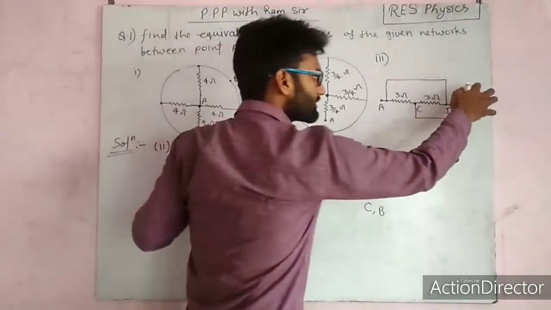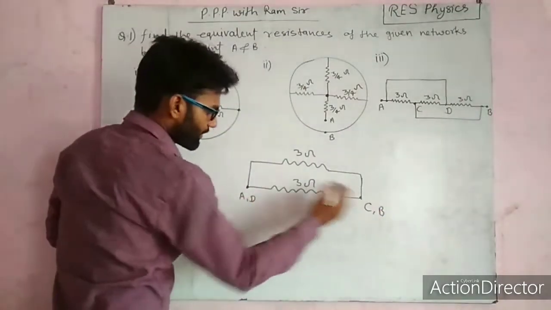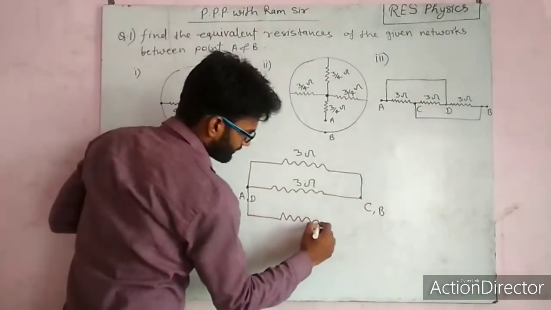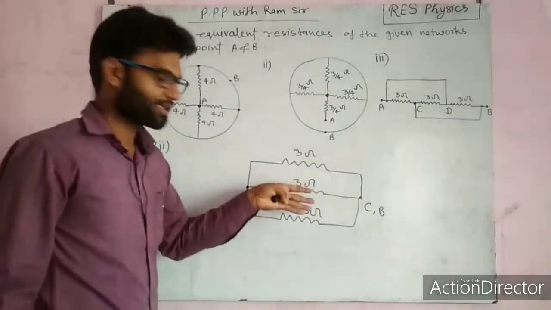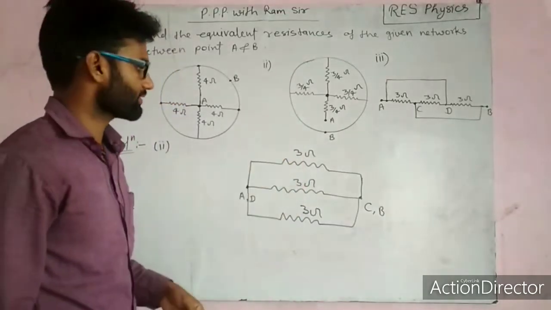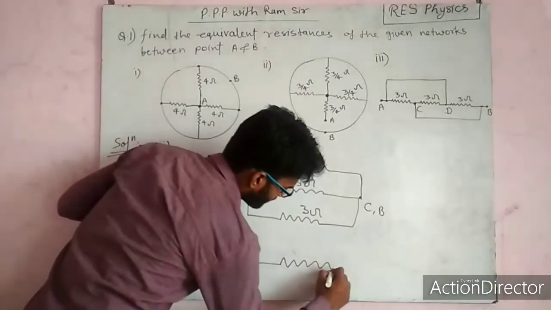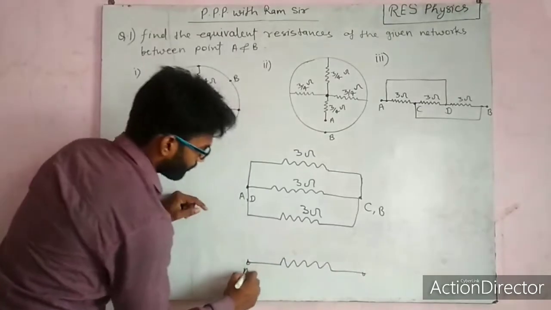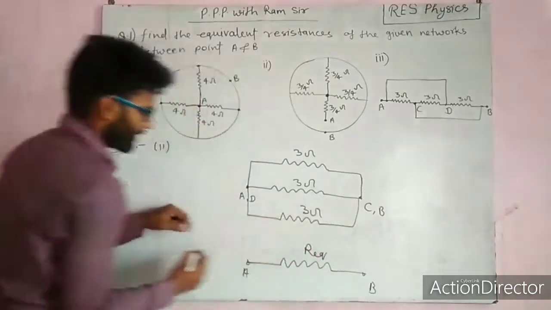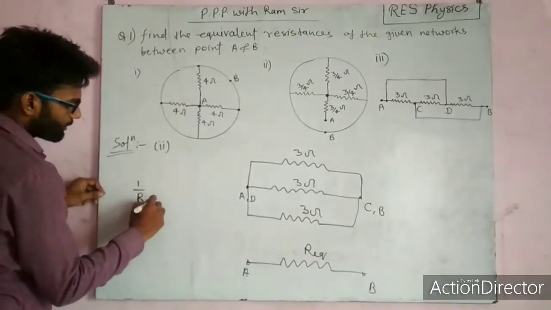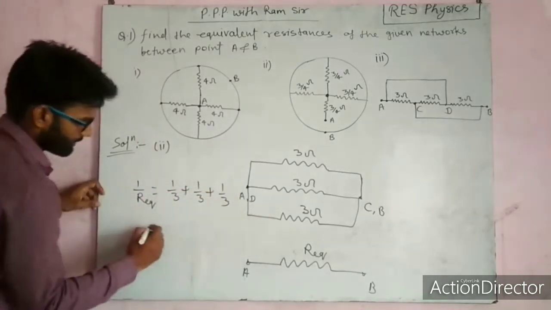Now what about this 3 ohm resistance? This is connected between point D and B. D is here and B is here, so we can connect another 3 ohm resistance between these 2 points. Now we can simply see the circuit diagram. These all 3 resistances are in parallel manner. Directly we can get the equivalent resistance, right? Equivalent resistance between point A and B. A is here and B is here. So 1 upon R equivalent equal to 1 upon 3 plus 1 upon 3, right?